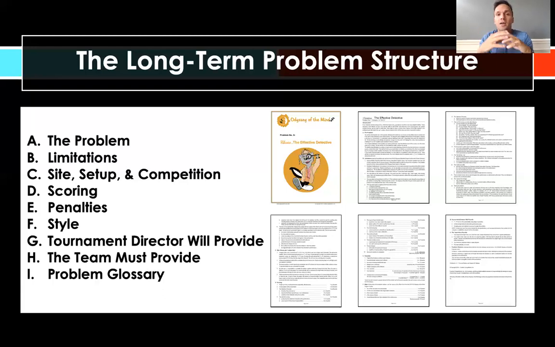And then finally, if there are any words that need particular defining or specific definitions for your long-term problem, you'll find them in the problem glossary, which is section I of your long-term problem. So at the very end of your long-term problem, anything from costume or team created, whatever that definition is, those words in bold in your long-term problem will be defined in the problem glossary.